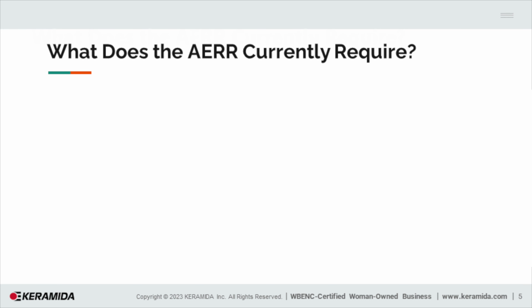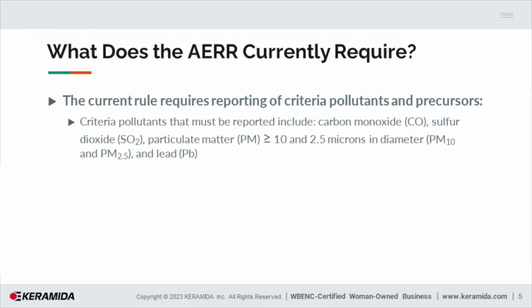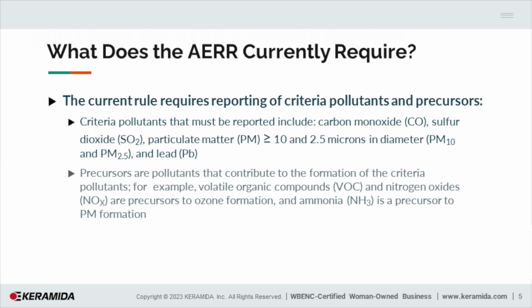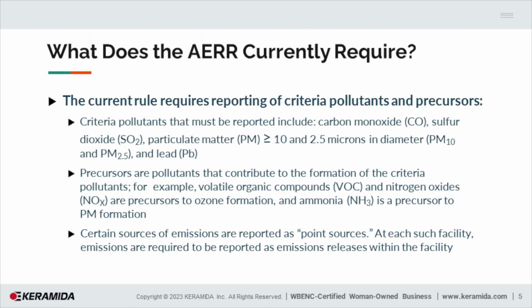Again, the current rule requires reporting of the criteria air pollutants, NOx, PM, SO2, and it also is going to require the precursors. And I guess NOx and VOC would be precursors for ozone. Ammonia is going to be a precursor for particulate. And then certain emissions are considered point sources, and at the facilities, those are required to be reported as emission releases within the facility.